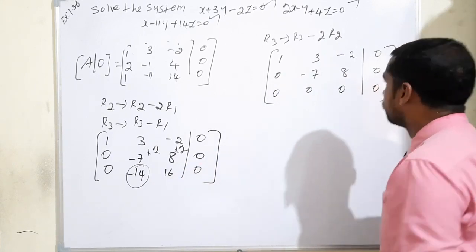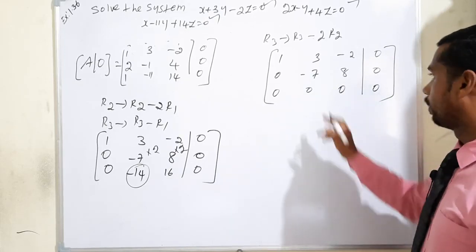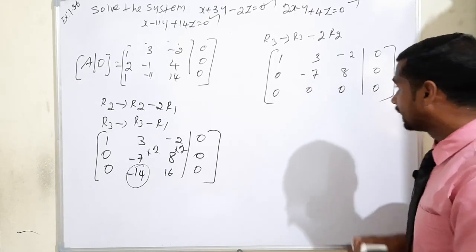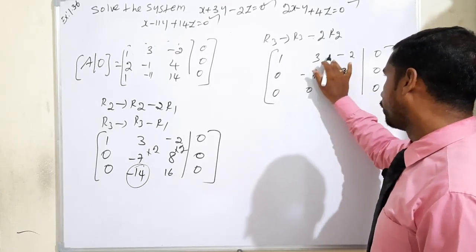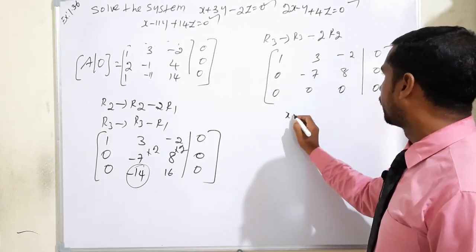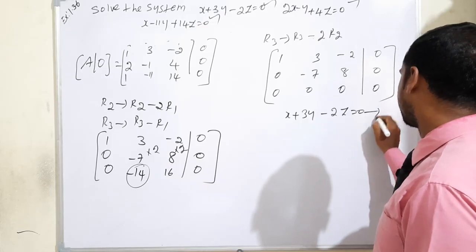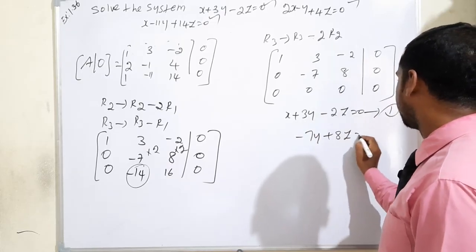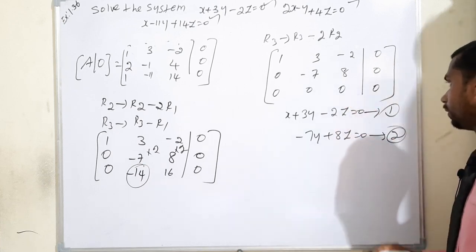See, look at there. This is not a trivial solution. Why? Definitely we can say the last row is completely a 0 row. So completely 0 row means we first have to write the equations in echelon form. Echelon form means the first equation x plus 3y minus 2z is equal to 0. This is considered equation number 1. Second equation, minus 7y plus 8z is equal to 0. Consider this equation number 2. The last equation, 0 equal to 0.